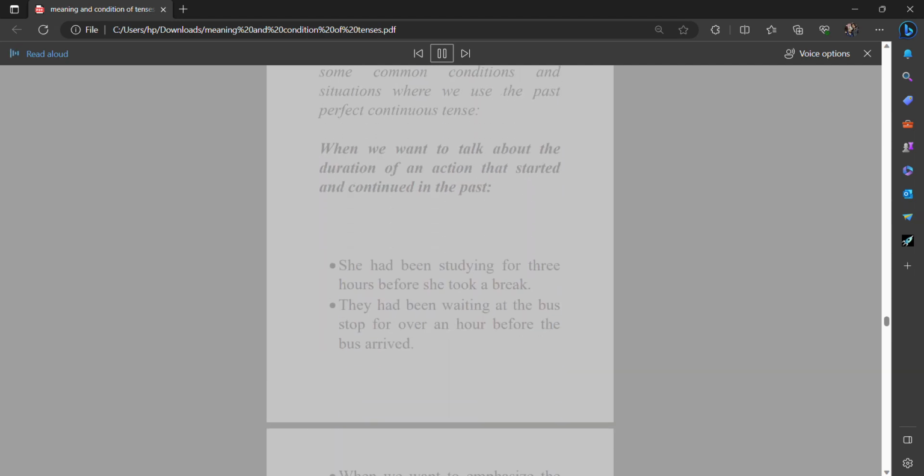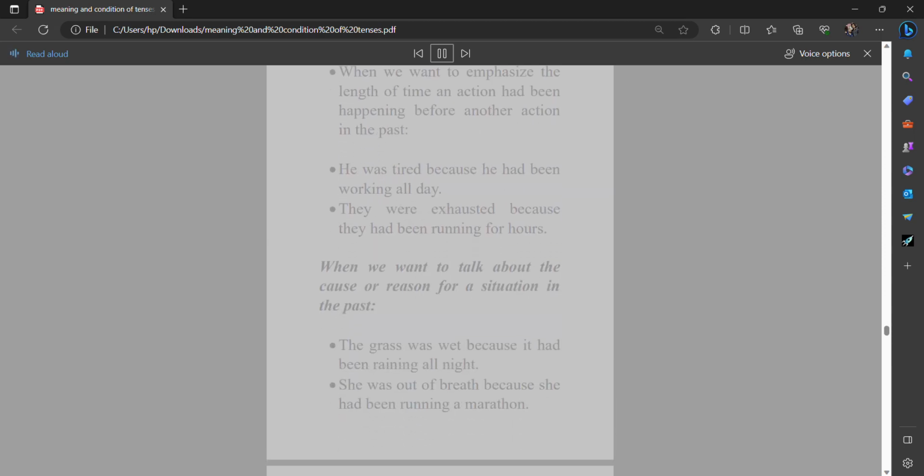Here are some common conditions and situations where we use the past perfect continuous tense. When we want to talk about the duration of an action that started and continued in the past. She had been studying for 3 hours before she took a break. They had been waiting at the bus stop for over an hour before the bus arrived.